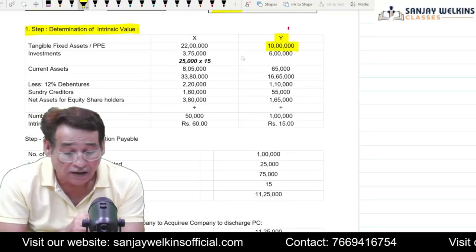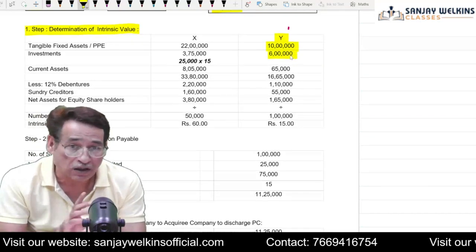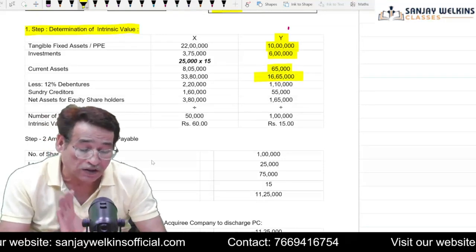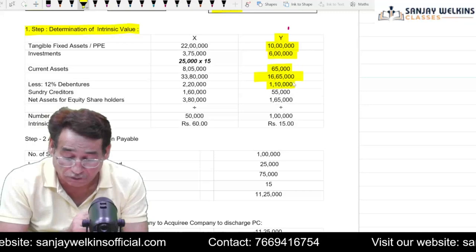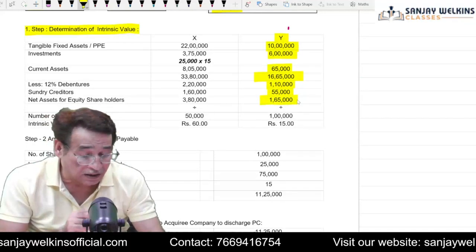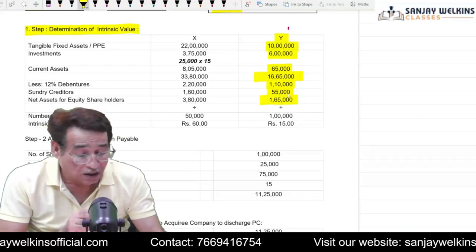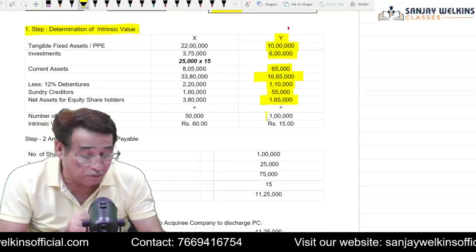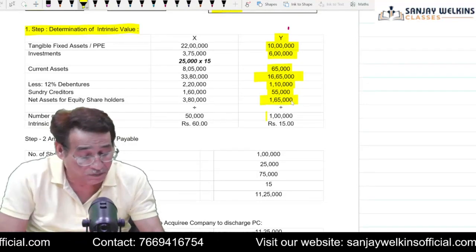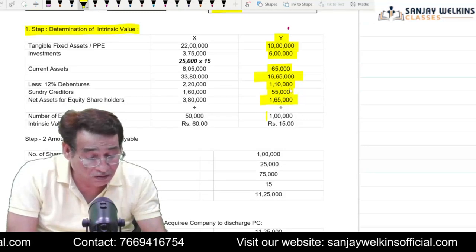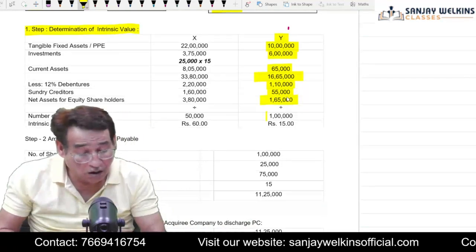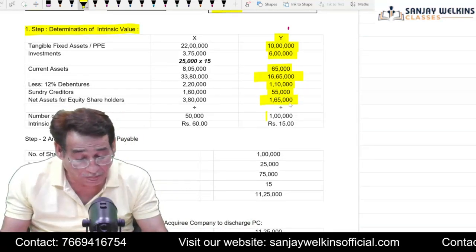tangible fixed asset. Then their investment market value is 6 lakh, Y Limited's. Then current assets, so total asset is equal to 16,65,000. There are liabilities in the form of 12% debentures and creditors. So total net assets is 1,65,000, correct? And then I am going to divide it by... Let me check it up. I think this figure is wrong. It is equal to how much?